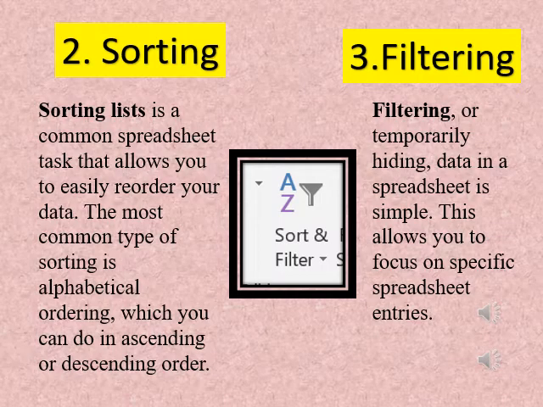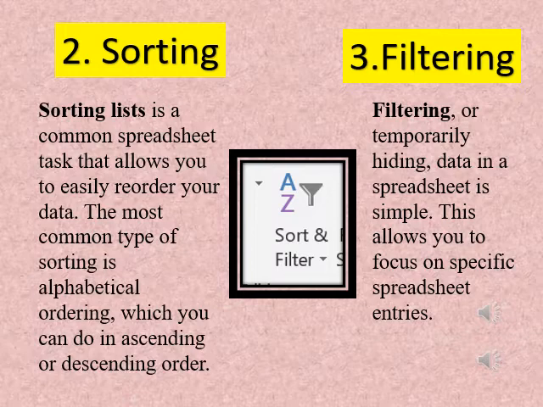The next feature we have is sorting and then filtering. Now, children, once you have typed your data and created your spreadsheet, you may want your data to be arranged in some particular manner. For example, if my data consists of numbers, I can have them from greatest to lowest or lowest to greatest. Similarly, if I have text data, I want them in alphabetic order.